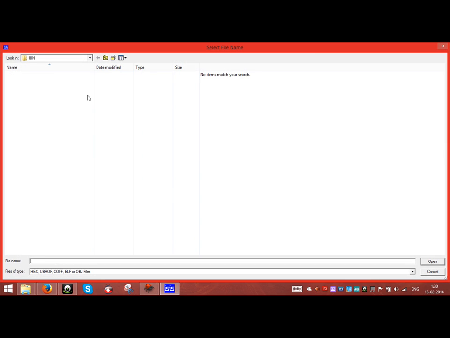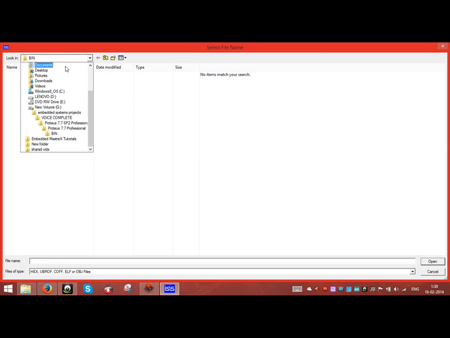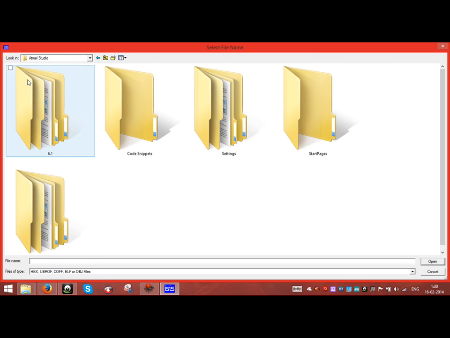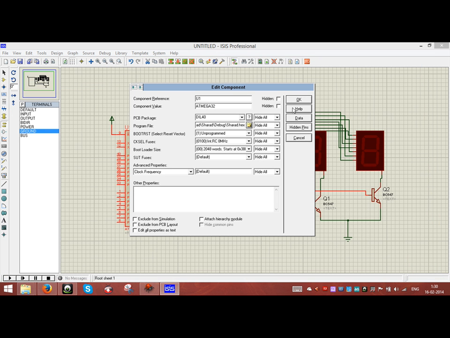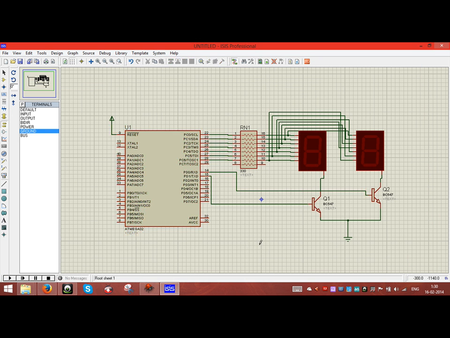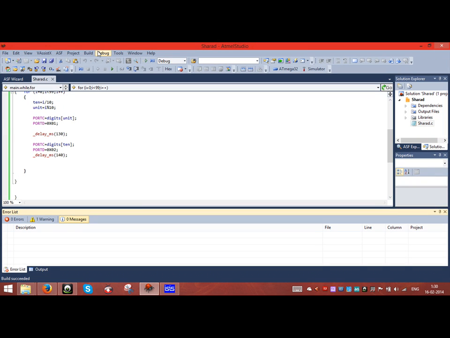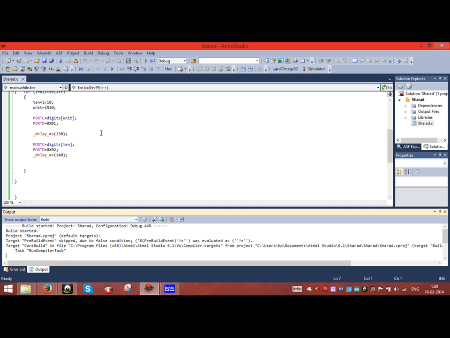So 8 megahertz crystal frequency as given in the program. The hex code is dumped into the microcontroller and the circuit is over. And make sure the program is run or built.